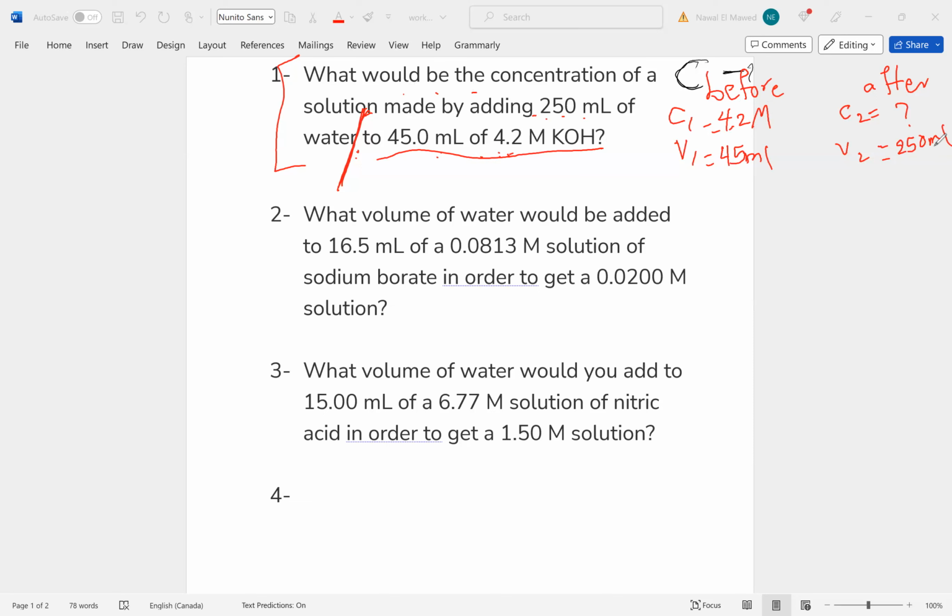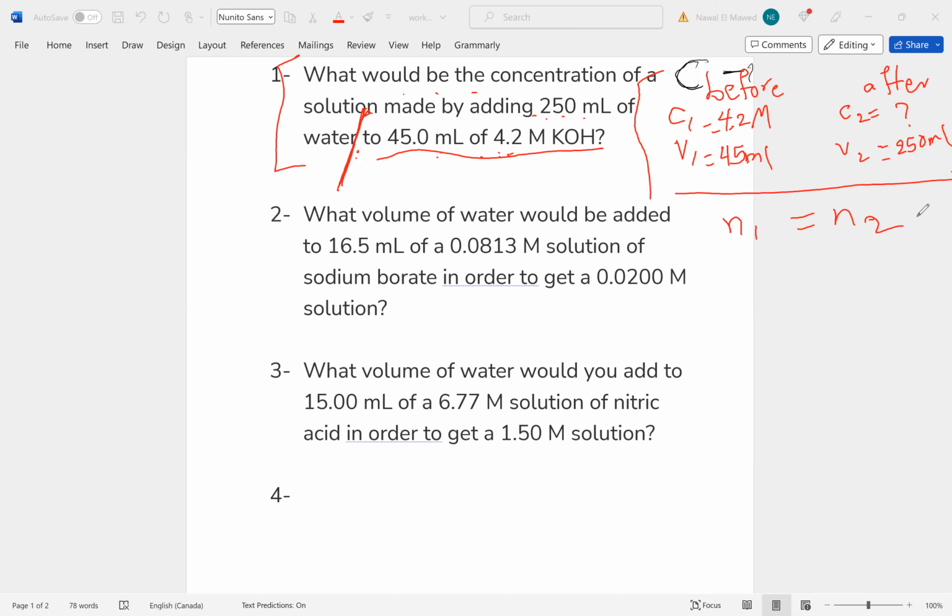Do you see it? Are you able to guess which one is before and which one is after? If you were able to decide the before and after dilution, you did it. What else is there? Just calculation. This is the hard part of the question, to understand it. And now I will tell him, okay, in dilution, N1 equals N2.